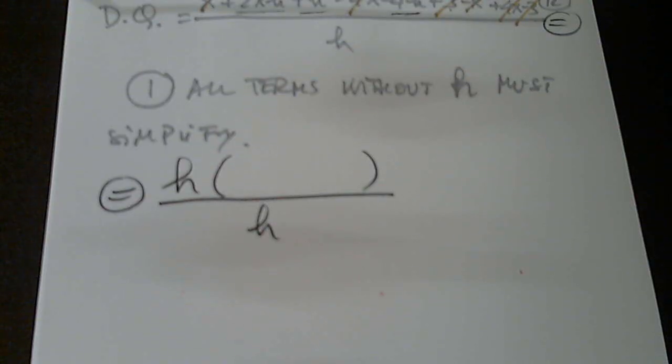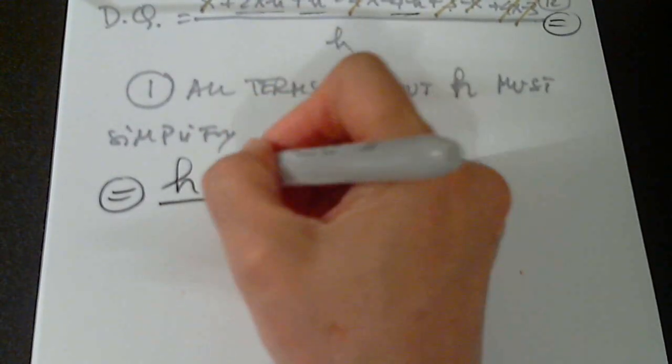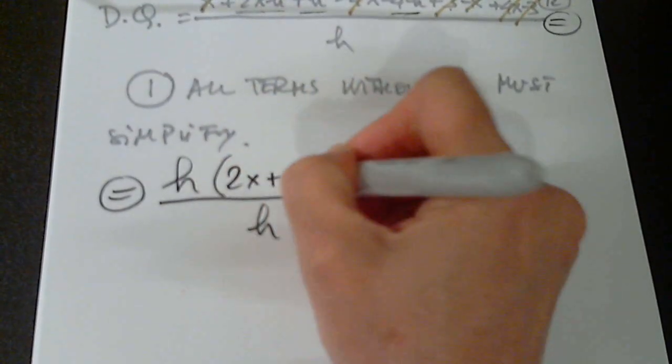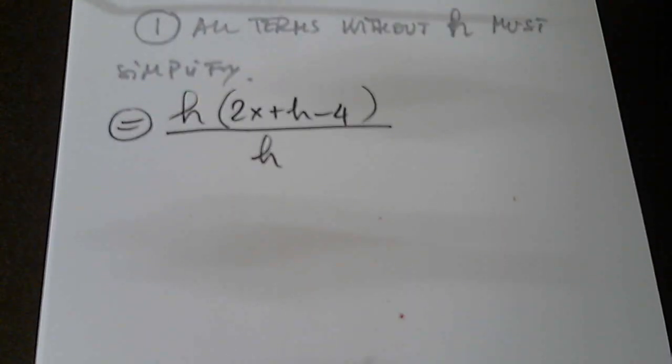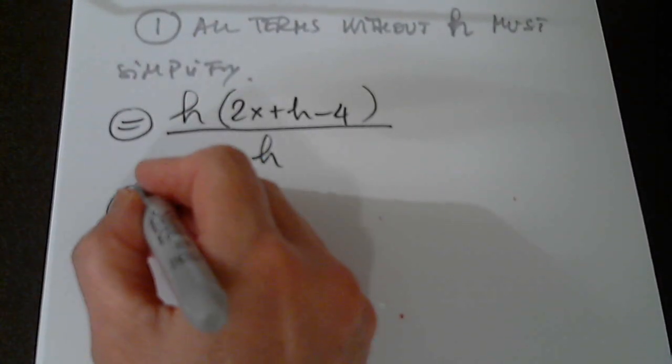What is left in parentheses? So I factored out h. What is left? 2x plus 8 minus 4. Very good.